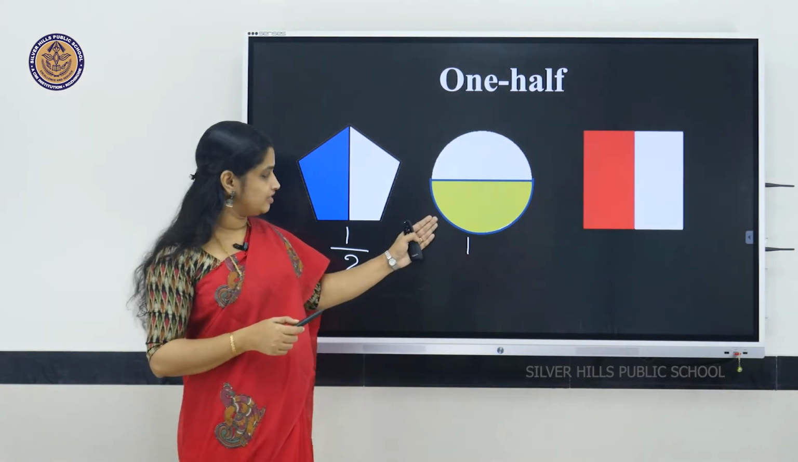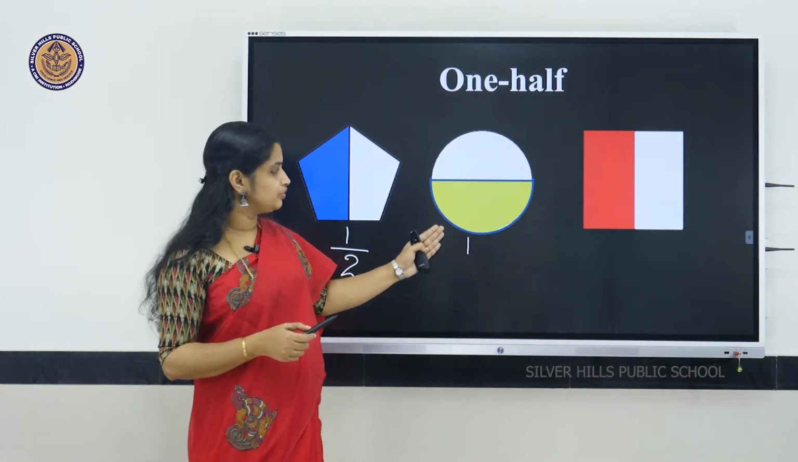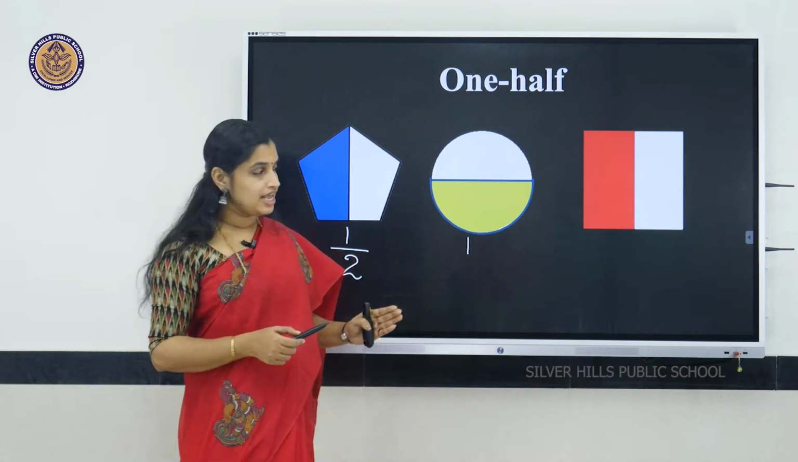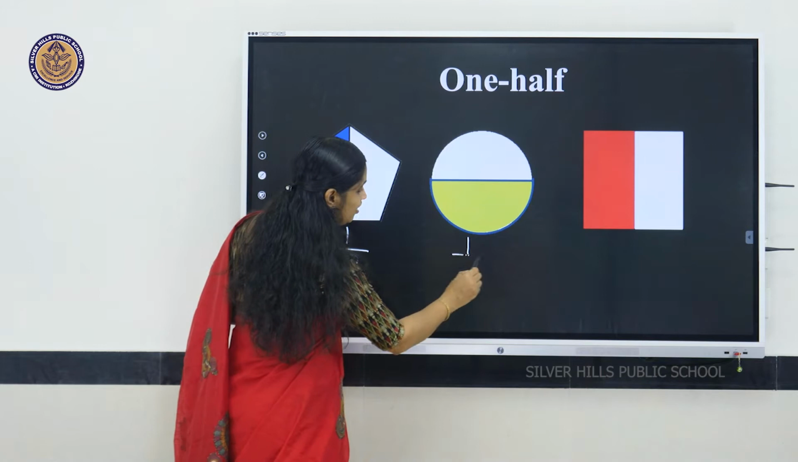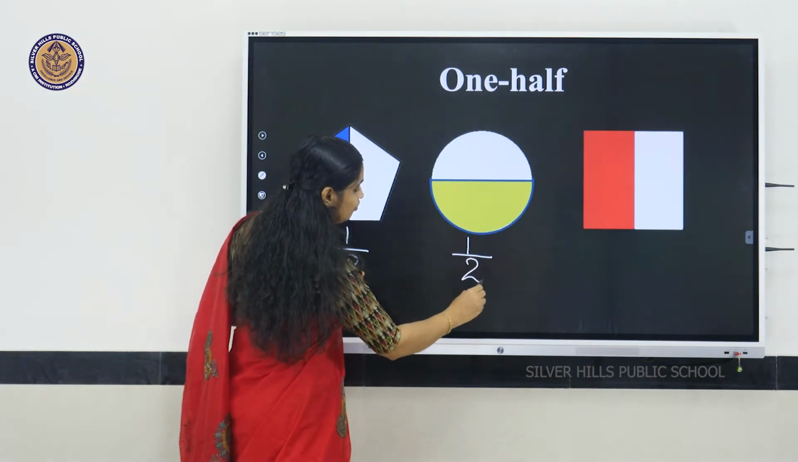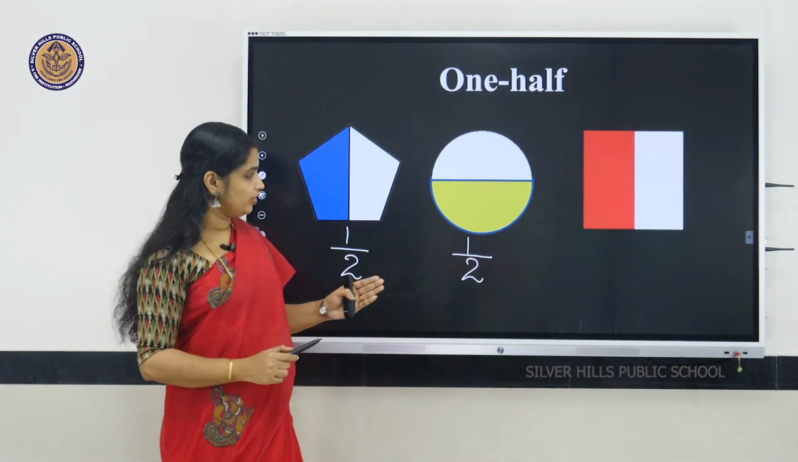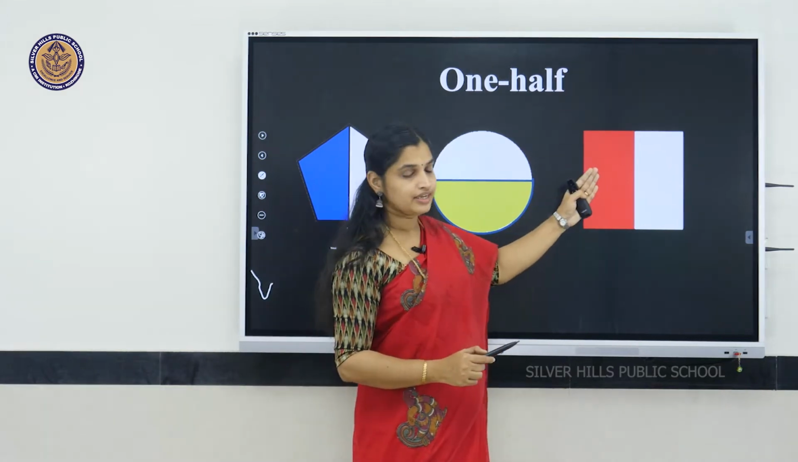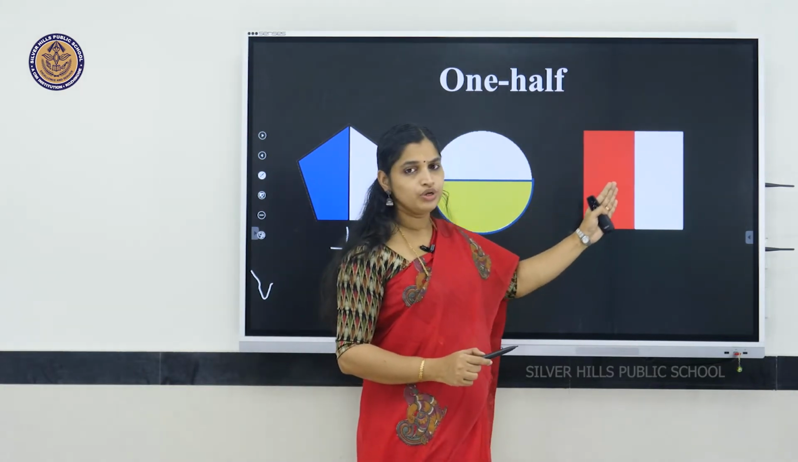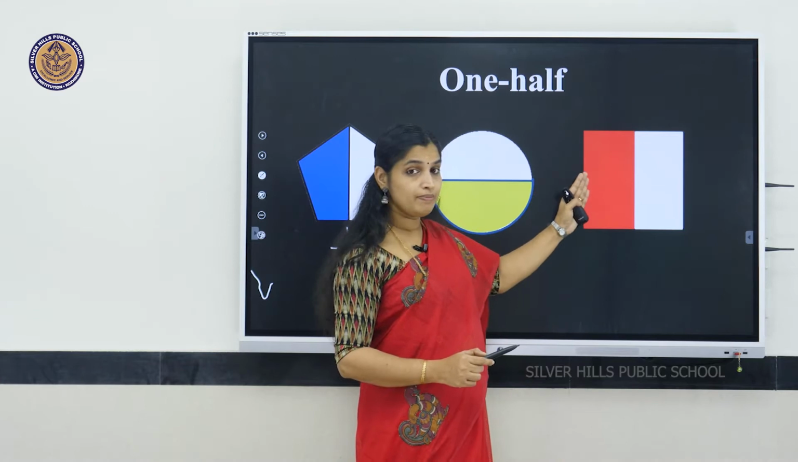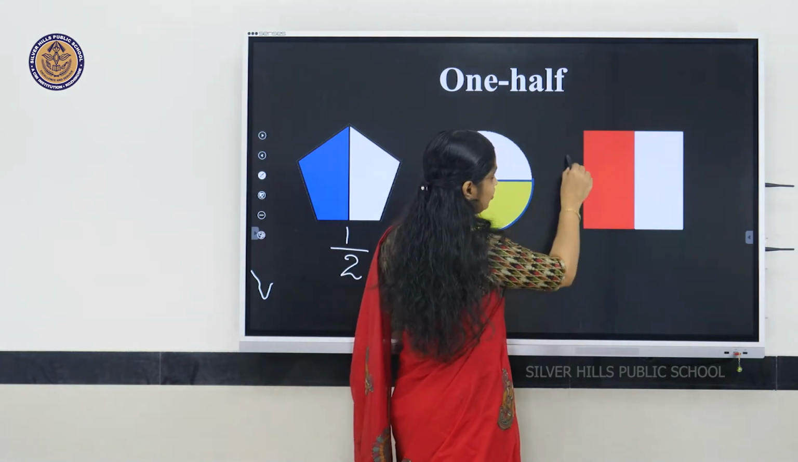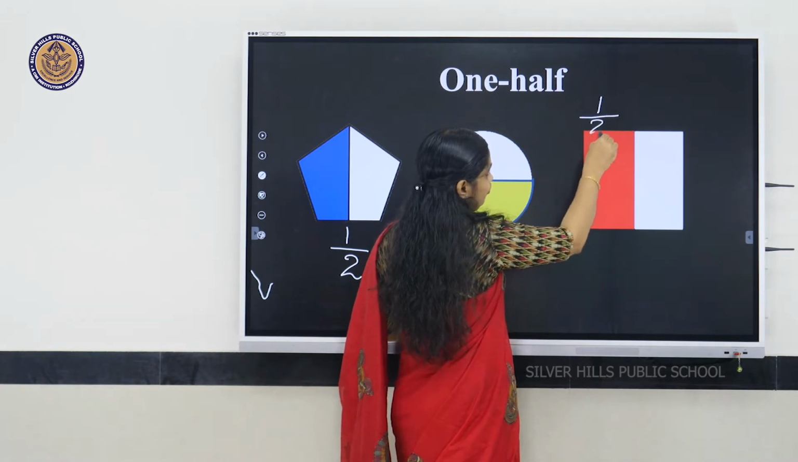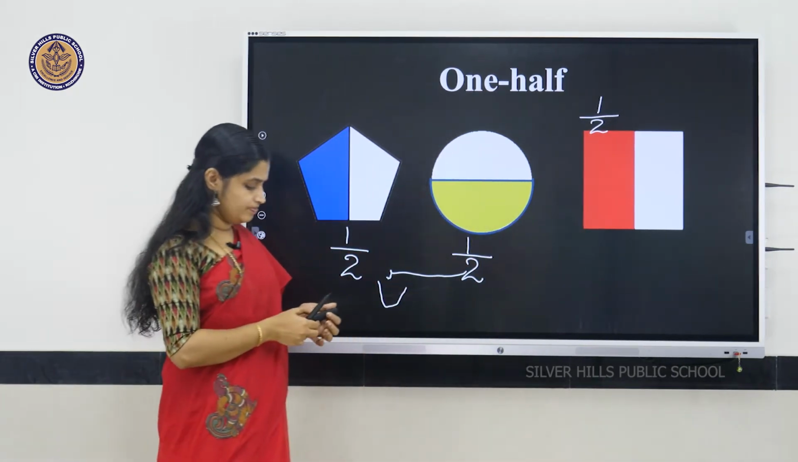Here you can see a circle. The circle is divided into two equal parts and one part is shaded. So we have to write 1 out of 2. Okay, now see this rectangle. This rectangle is divided into two equal parts and one part is shaded. So how can we write the fraction? 1 out of 2.